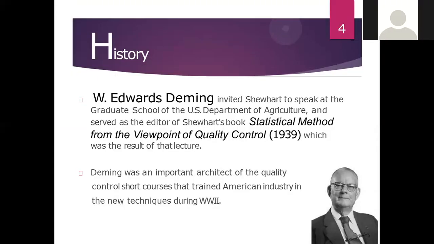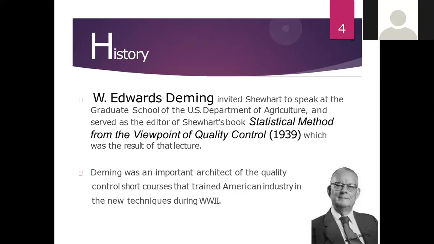That became a success. Then another person, a pioneer of operations management, Edwards Deming, invited Shewhart to give a guest lecture at the graduate school of the US Department of Agriculture. He went there and gave a very good lecture. That lecture later became a book called Statistical Method from the Viewpoint of Quality Control in 1939. The book is still available online. That was the first book on statistical methods of quality control, a result of that particular lecture.